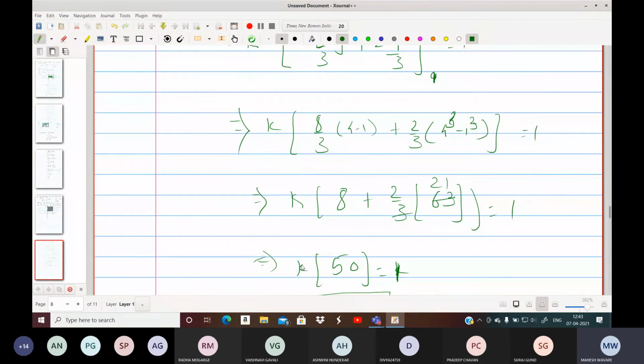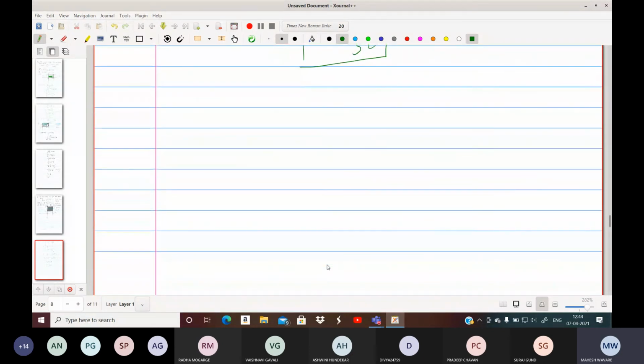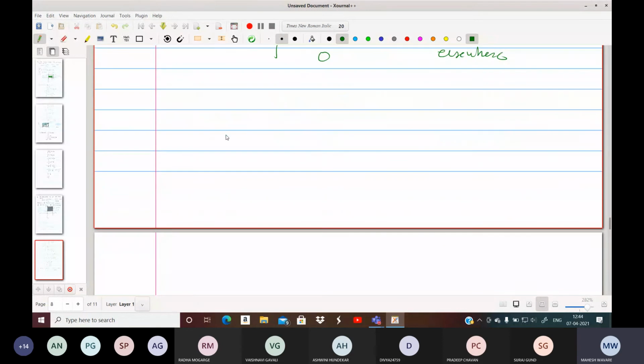If you take k equal to 1 upon 50, then your total integration will become 1. Okay, so this is the value of k. So your joint function you can mention like this: 1 upon 50 times (x square plus y square), where x has this range and y has this range. Elsewhere, everywhere you take 0. So this is your density function. Now we'll complete this problem here. The part B.